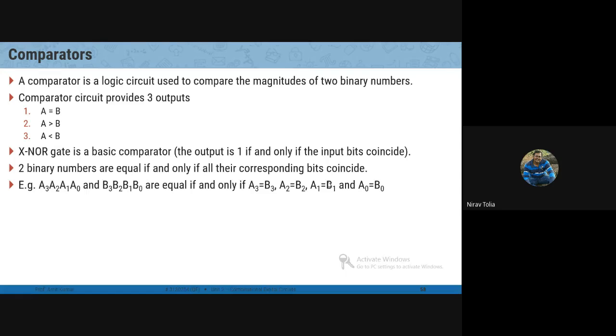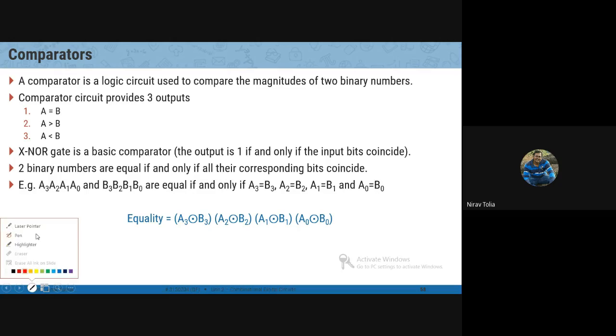And the equation for that is A3 exclusive NOR B3, and so on. This is the symbol of the exclusive NOR gate. So if A3 coincides with B3, A2 with B2, A1 with B1, and A0 with B0, then we can say A equals B.